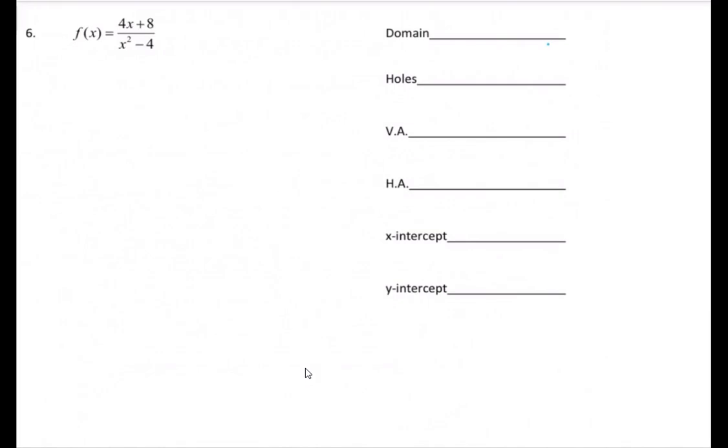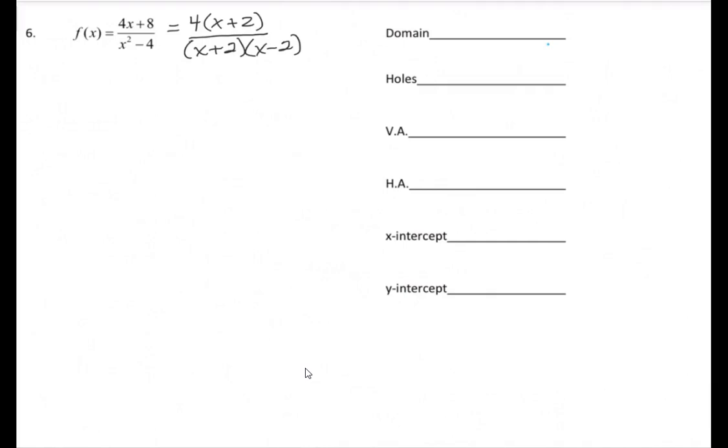Okay, first thing I notice about number 6 is that it is not in factored form. So I am going to have to factor this before I can start. So in my numerator, I can factor out a greatest common factor of 4. So if I divide out a 4 from each of those terms, I get x plus 2. And in the denominator, I've got the difference of two squares. So it's going to factor into x plus 2 and x minus 2.